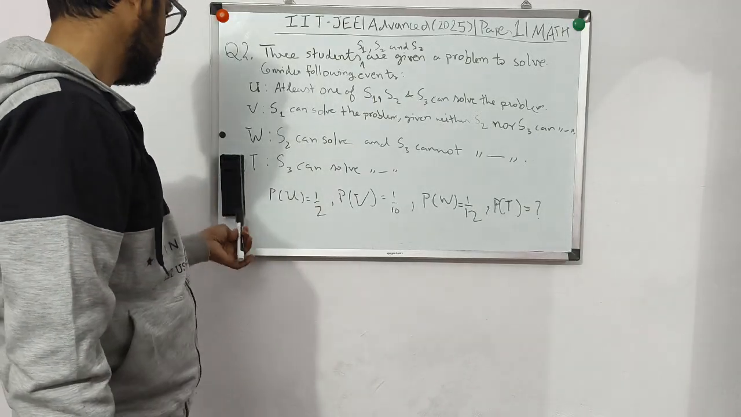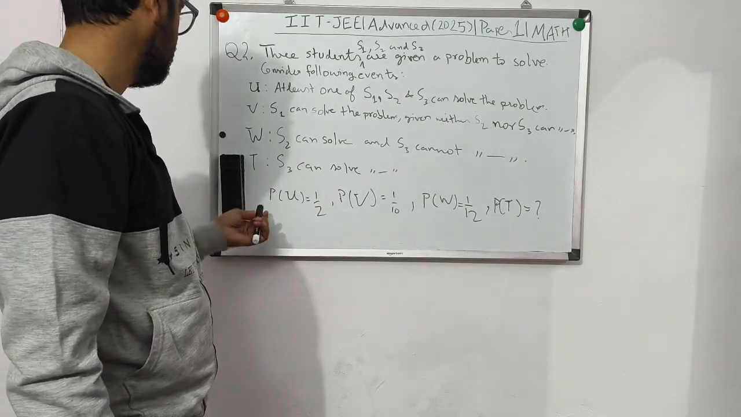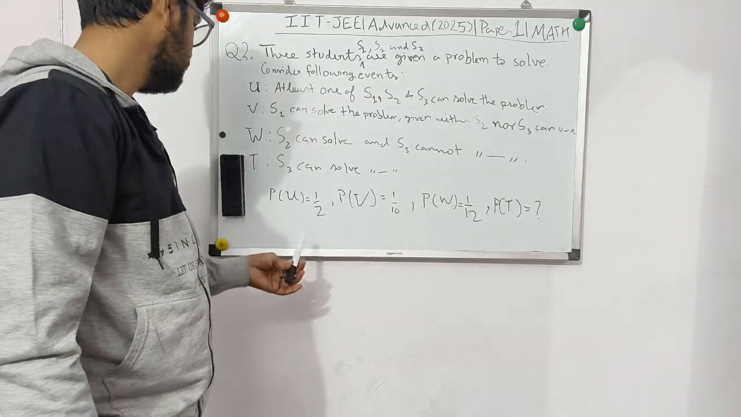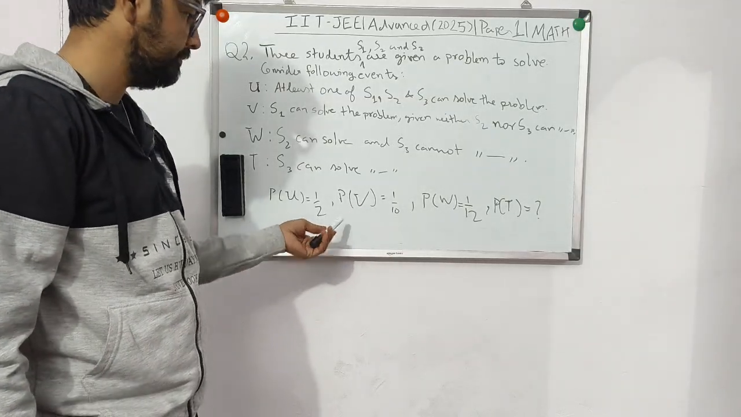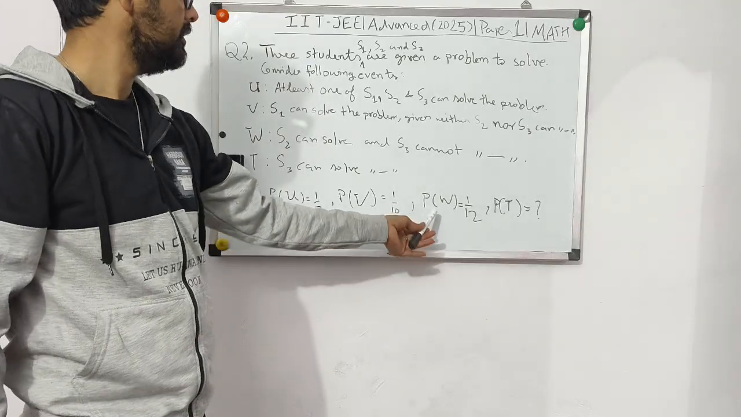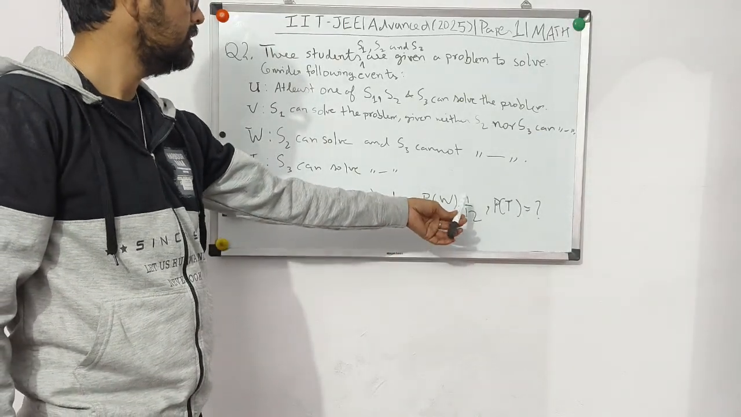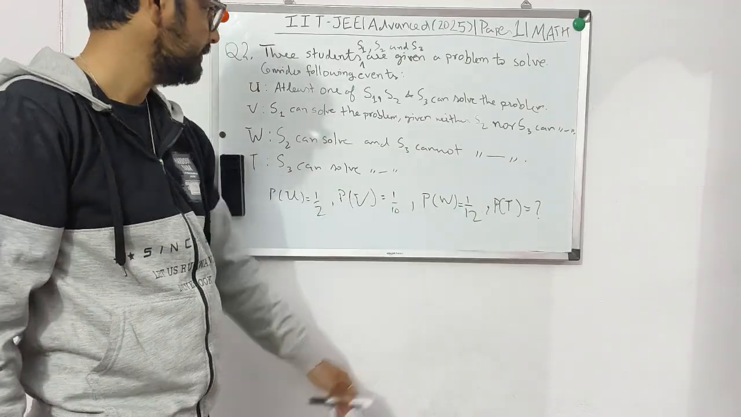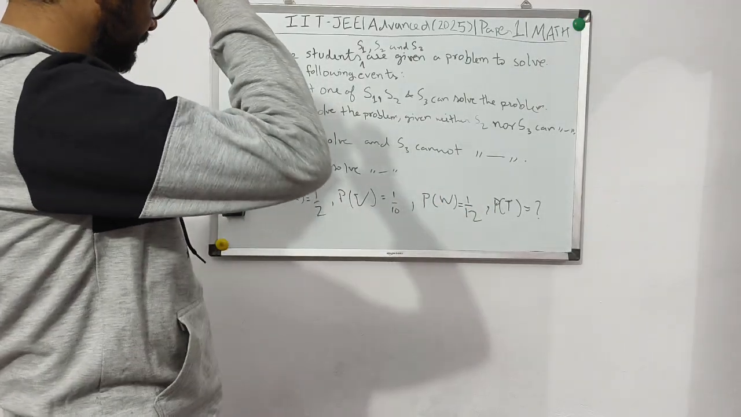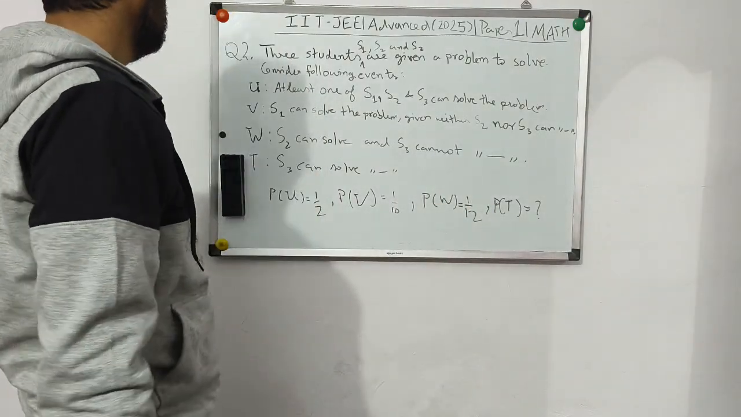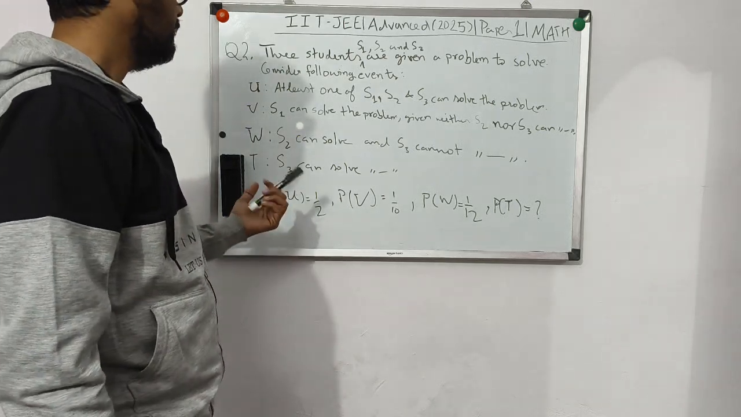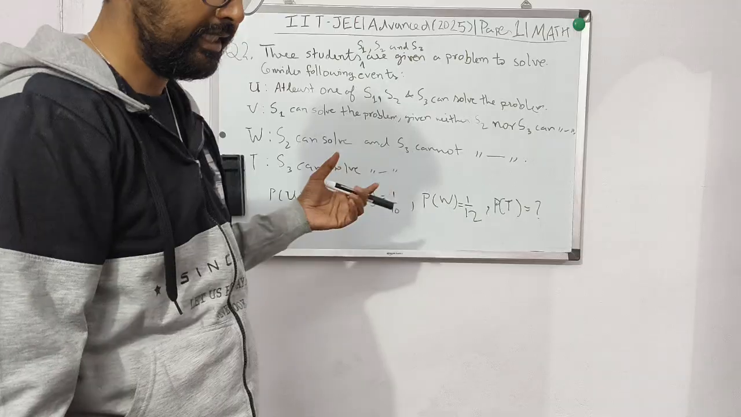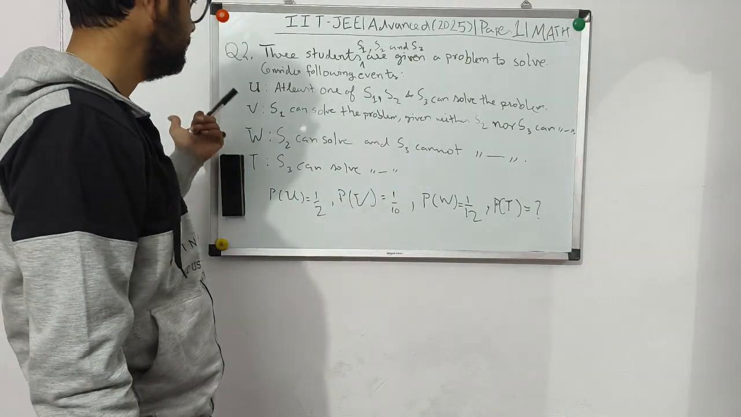And we are given three probabilities. The probabilities of U, V and W are: P(U) is half, P(V) is 1/10, P(W) is 1/12, and P(T) is unknown. We have to find P(T). So in this case, we will consider the axiomatic definition of probability.